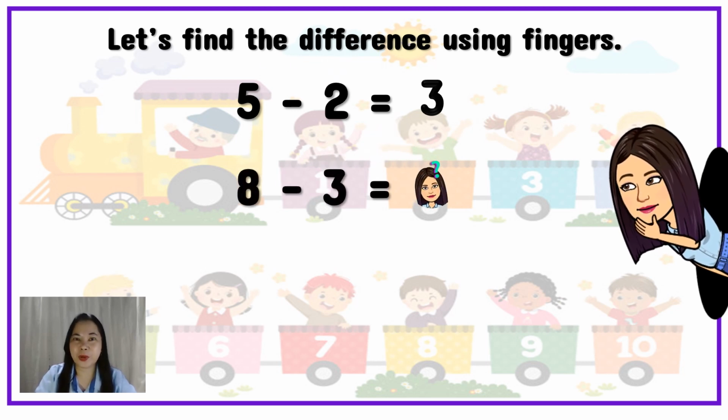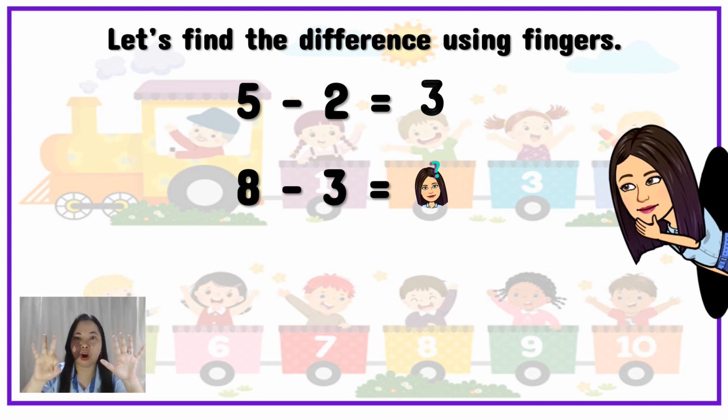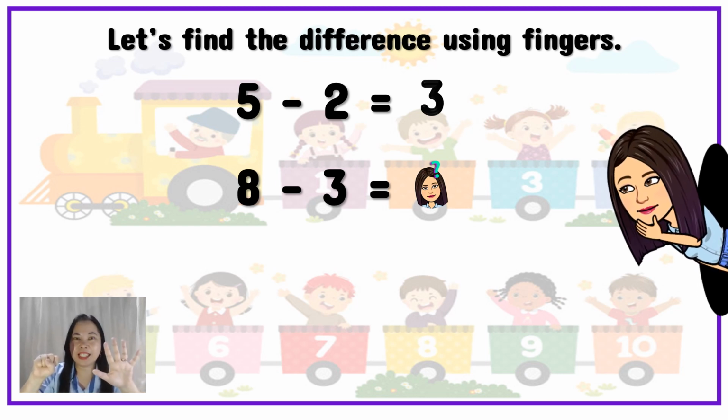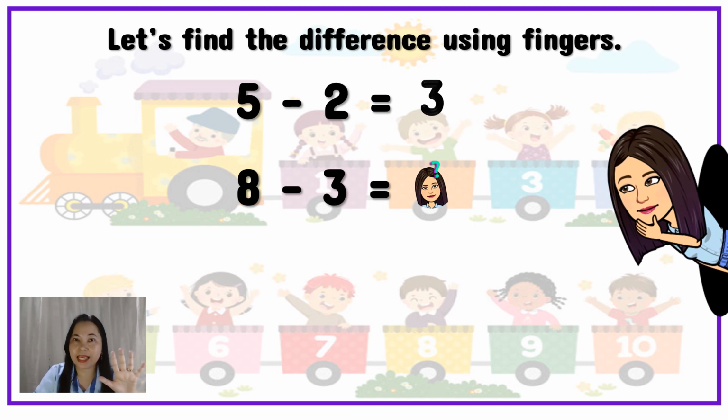Next example. 8 minus 3. So let's show 8 with our fingers. So 8. And then minus 3. So it means we're going to fold 3 fingers. So 1, 2, 3. Okay. So let's count the remaining fingers. 1, 2, 3, 4, 5. So the remaining fingers are 5. So it means 8 minus 3 is equal to 5.